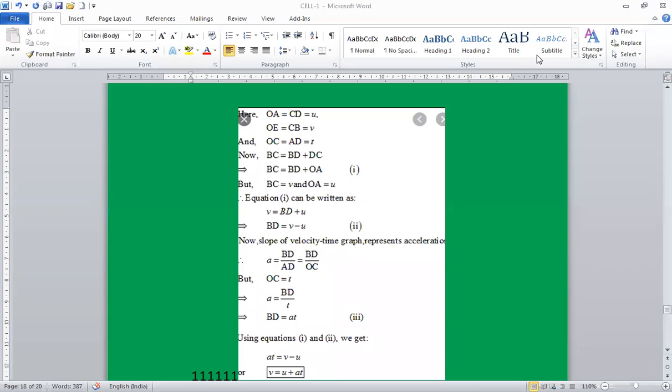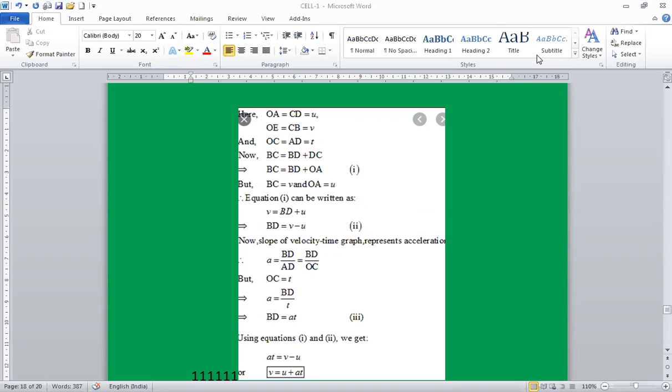This is class 9th science lesson, motion. Class, in previous classes, we have studied distance, displacement, uniform motion, non-uniform motion, and velocity. Today, we are going to study equations of motion.